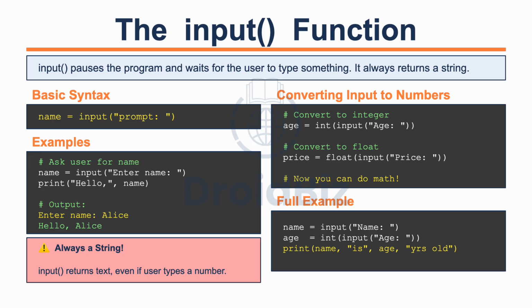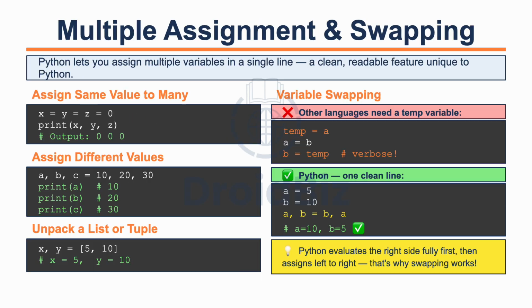In the next topic, we will cover multiple assignment and variable swapping. First, multiple assignment. The first form assigns the same value to several variables at once. Write x equals y equals z equals 0. Python reads this right to left and sets all three variables to 0. If you print x, y, and z, you get 0, 0, 0. This is great for initializing multiple counters at the start of a program.